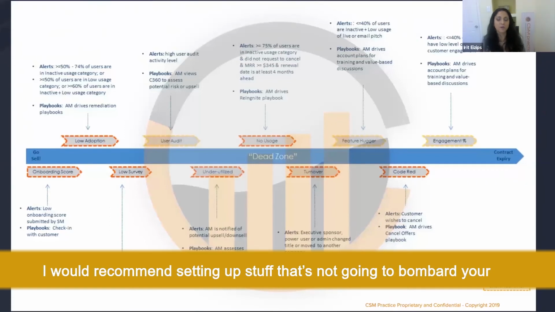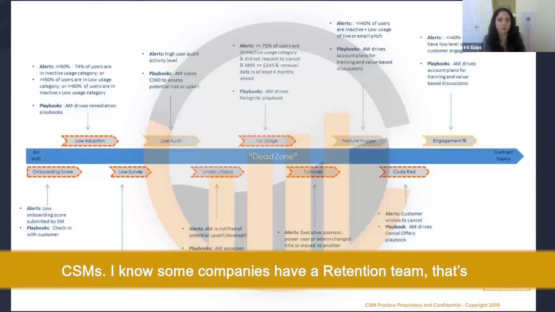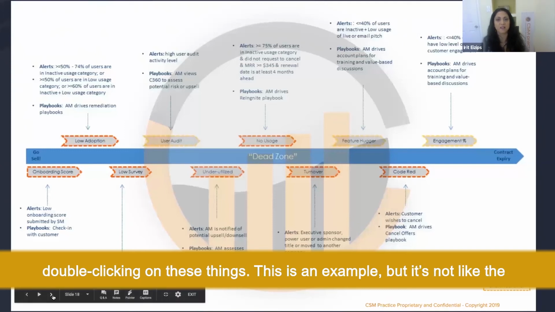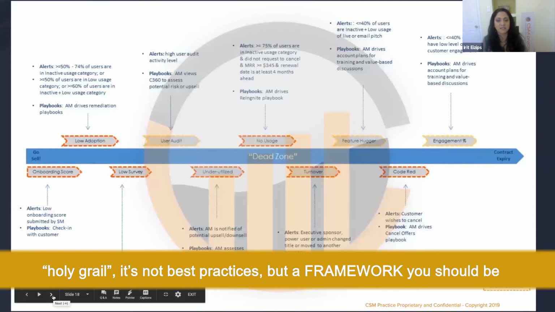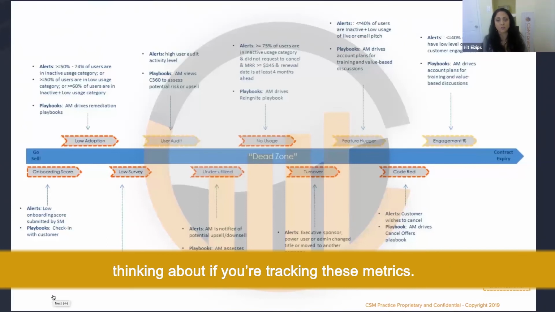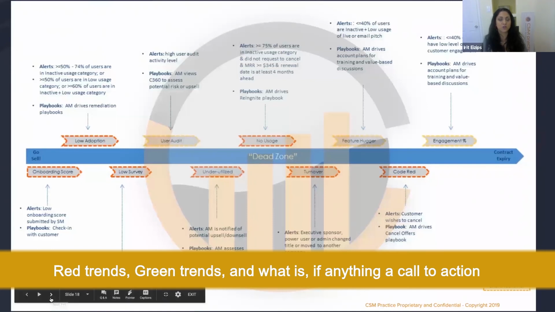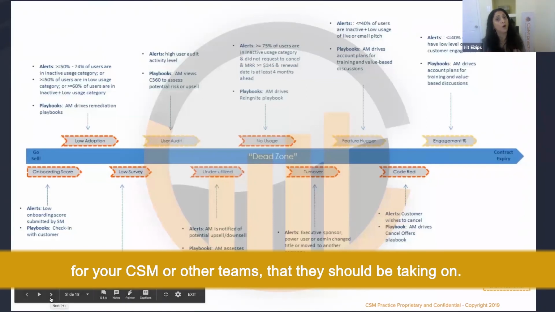And again, I would really recommend setting up things that are not going to bombard your CSM. I know some companies have a retention team that's just double clicking on these things. This is an example, but it's not like the holy grail. It's not best practices, but a framework you should be thinking about. If you are tracking these metrics, is there anything you should be tracking from red trends, green trends, and what is, if anything, a call to action for your CSM or other teams to take on?